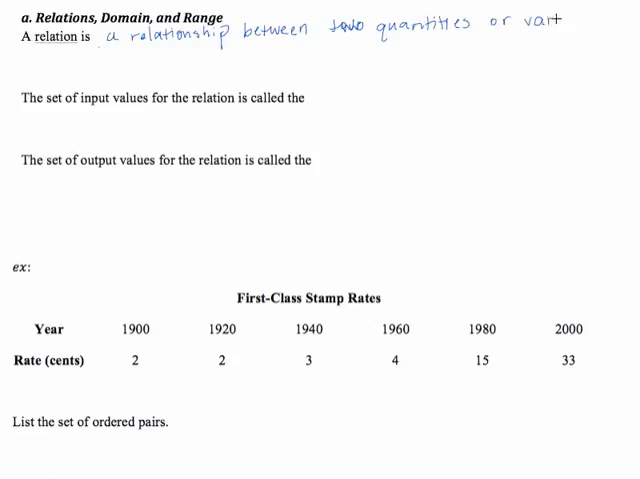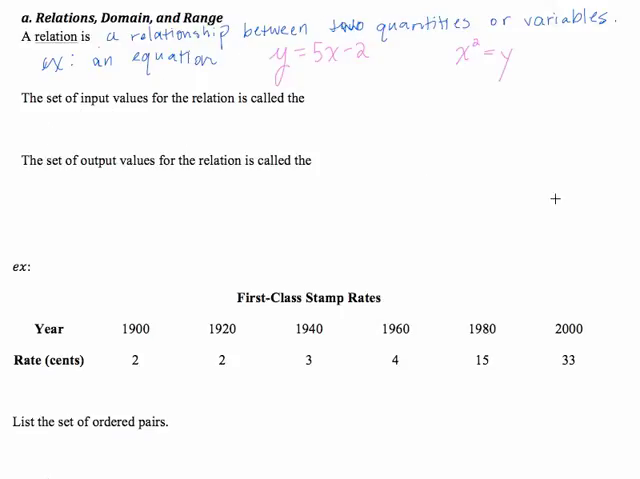It's usually expressed in math as an equation. So for example, y equals 5x minus 2. That's a relation. x squared equals y. That's a relation. There's all kinds of relations. Those are just two typical examples in terms of equations.